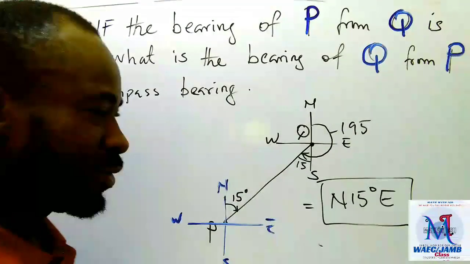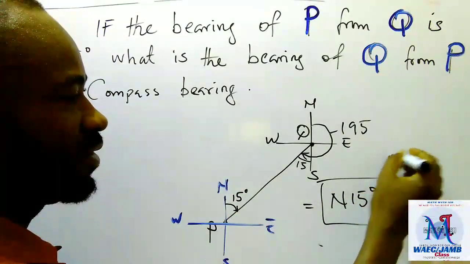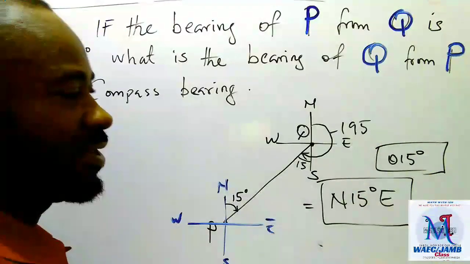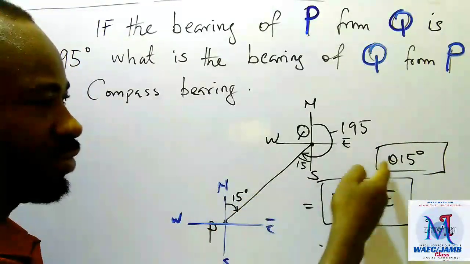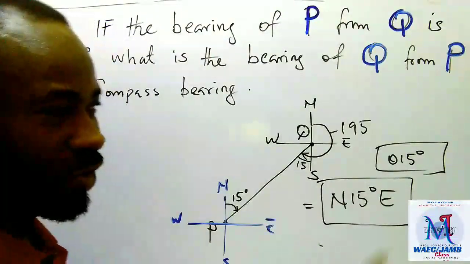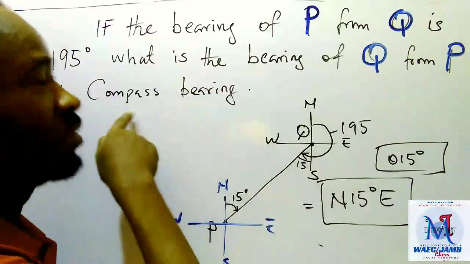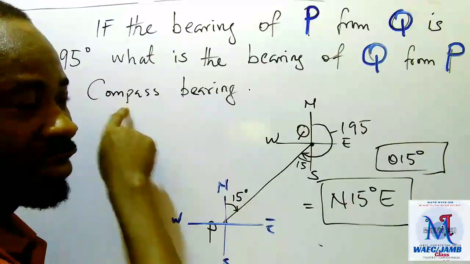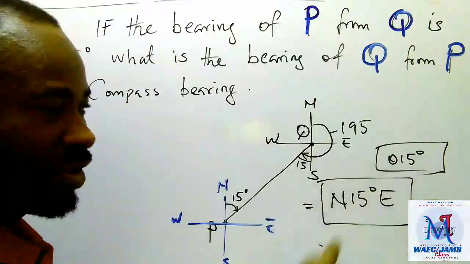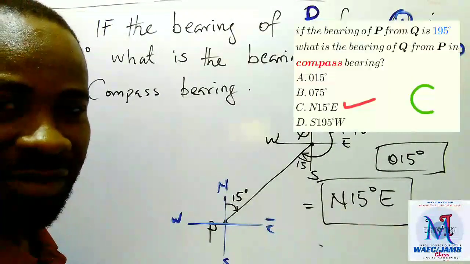Now, most people chose the answer that says 015 degrees. Yes, this is the same 015 degrees, but this one is in three-figure bearing. So if you choose this option, you are wrong. According to the question, it should be in compass bearing. If you choose this option, you are wrong. If you choose this, then you are correct.